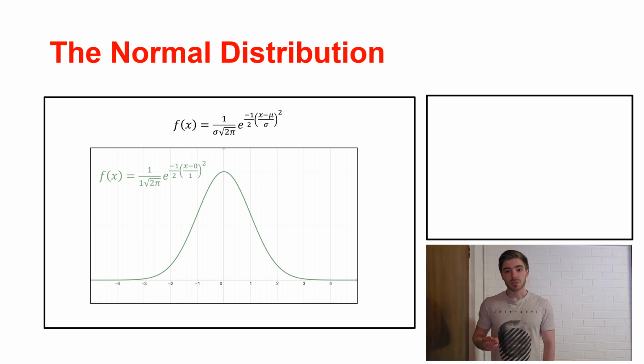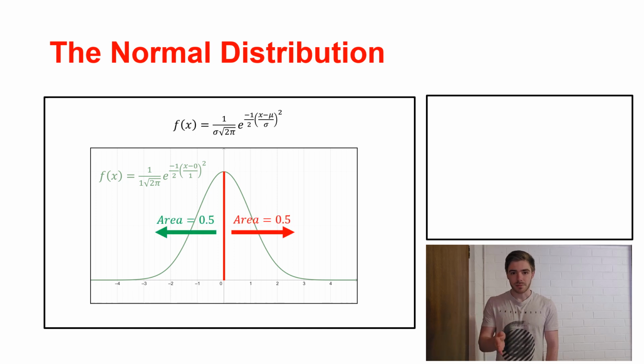There are two main qualities worth discussing when it comes to the normal distribution. The first is that it's always centered at the mean. 50% of the probability will always be to the left, and 50% will always be to the right of the mean when it comes to the normal distribution. This kind of symmetry is very important for solving these types of questions, either by hand or by CAS.